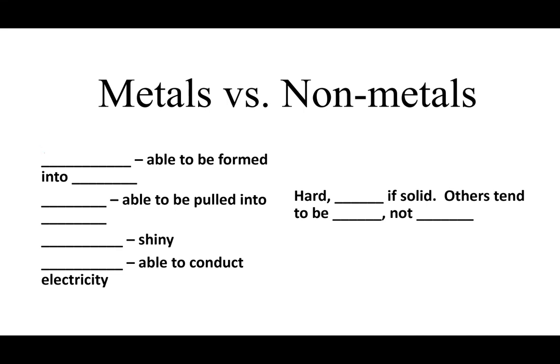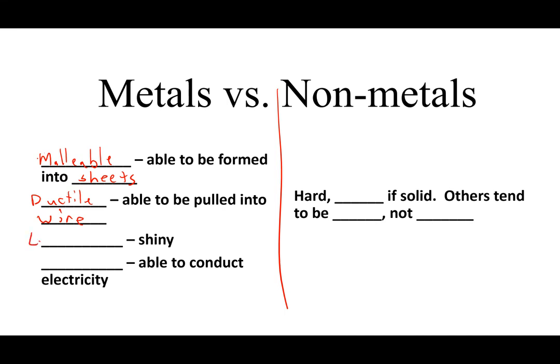Here are the differences between metals and non-metals. On the left-hand side are metals. Metals are malleable. That means they are able to be formed into sheets. You can remember that because malleable sounds like mallet, which is a type of hammer, and you can hammer metal into sheets. Ductile means metal is able to be pulled into wire.